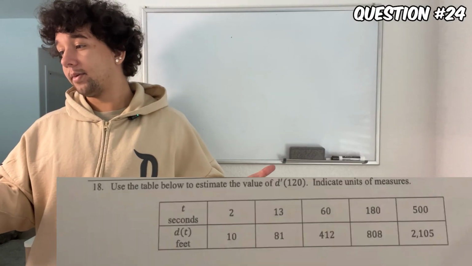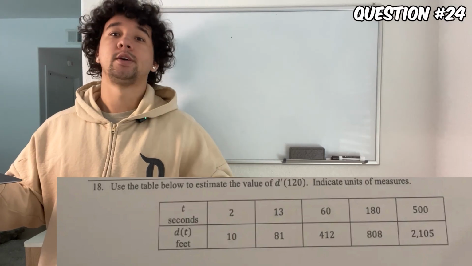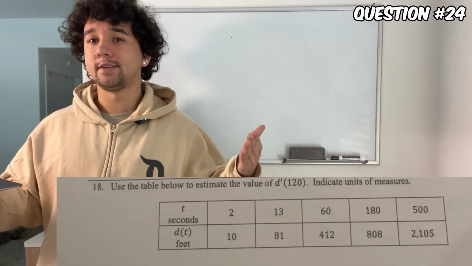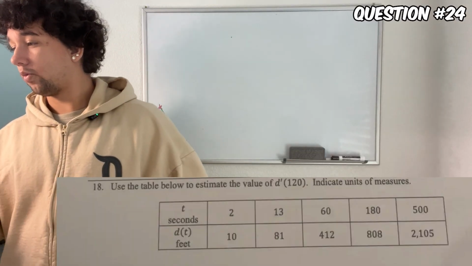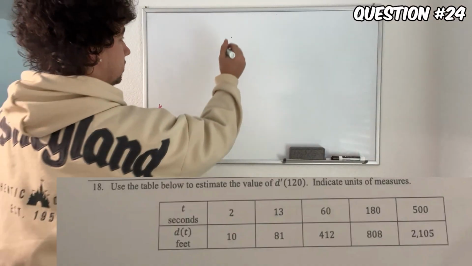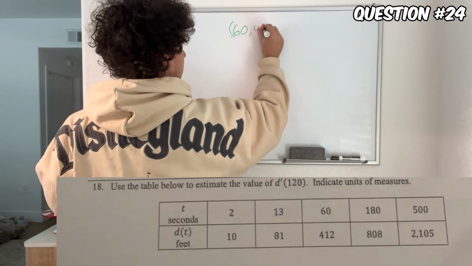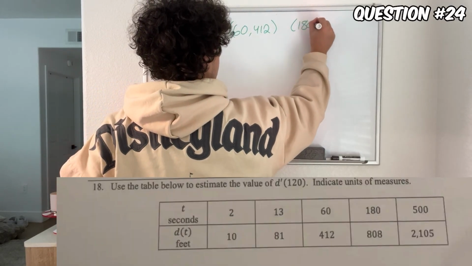Well, the way that I'm going to do that is I'm going to take the points on either side of it and find the average rate of change. If I find the average rate of change, it's not going to be perfect, but it's going to be pretty close to the instantaneous rate of change at that point. So I have 60, 412, 180, 808.